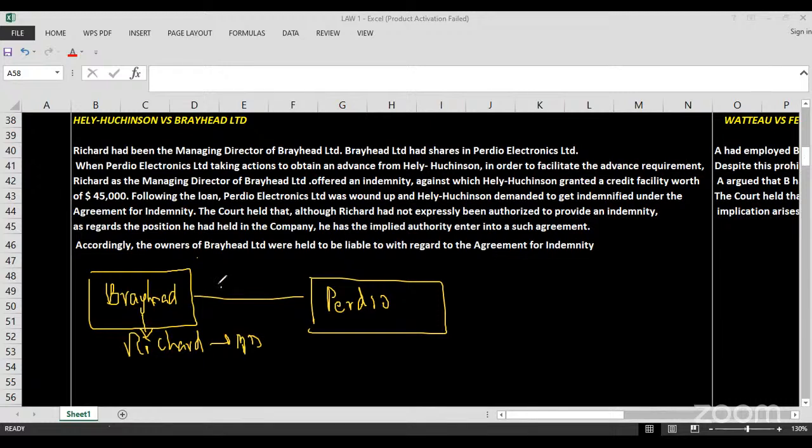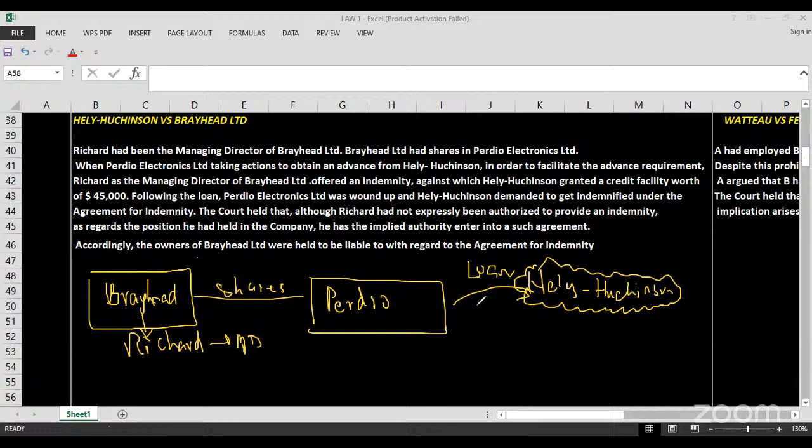Now, they have bought shares here. This Purdue Electronics wants to get a loan from Hely-Hutchinson. In order to get a loan, we should give an indemnity, right? Let's say if this company didn't pay, something like protection. If Purdue Electronics didn't pay their money, Richard is saying, okay, I'll take the responsibility.